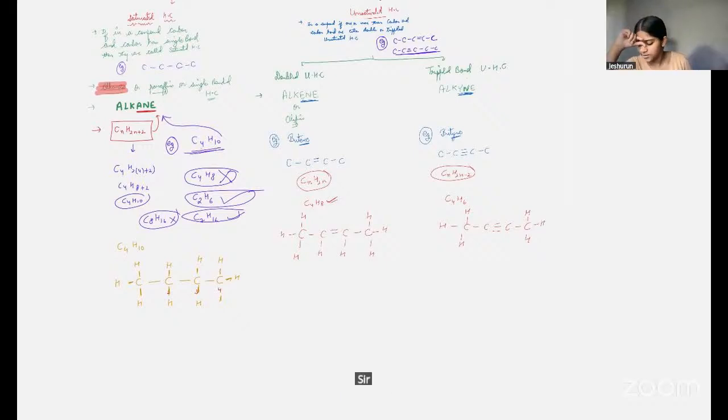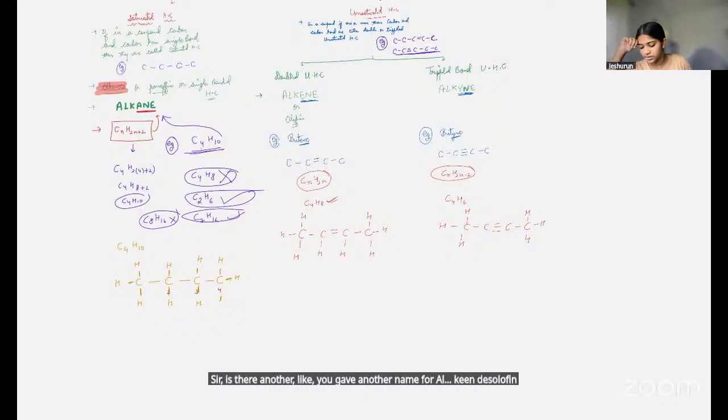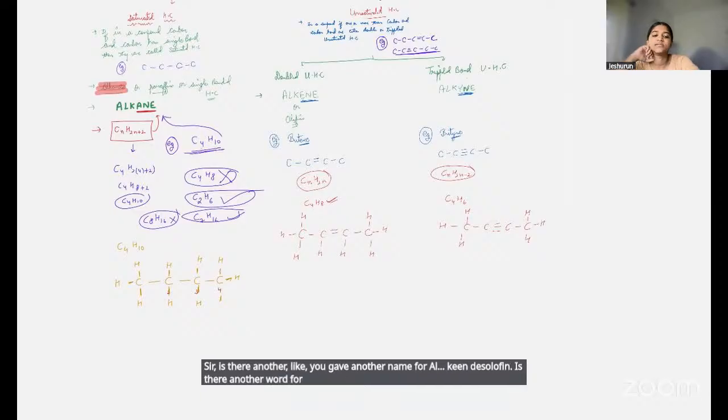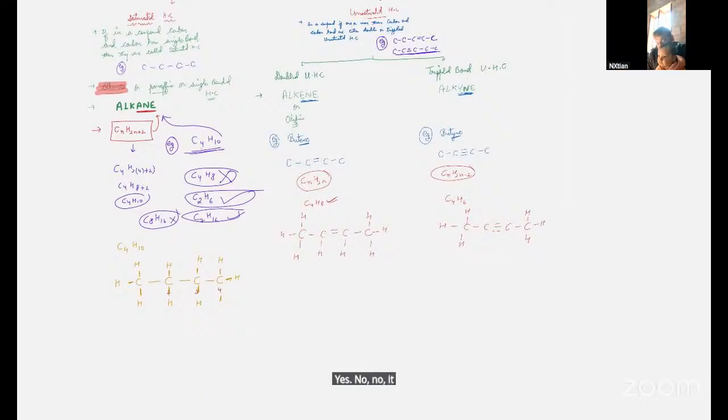Sir, you gave another name for alkenes, olefins. Is there another word for alkynes? No, it's not there.